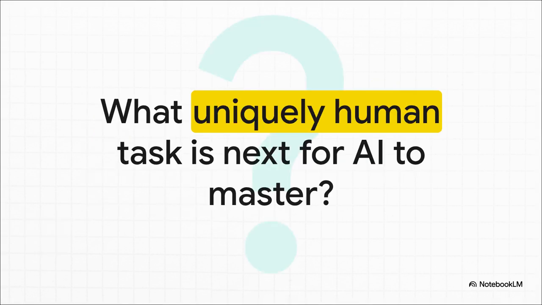And that leaves us with a pretty wild question to think about. For basically all of human history, understanding the deep, subtle context of language was something only we could do. But as AI gets better and better at it, you have to wonder, what's the next frontier? What's the next thing we're so sure only a human can do?